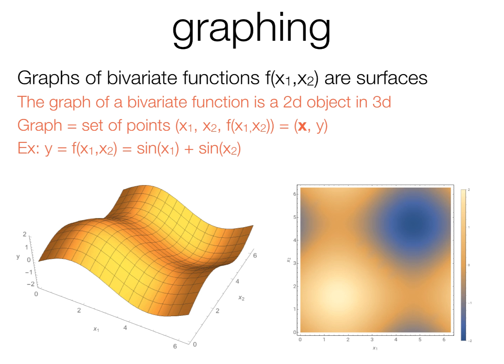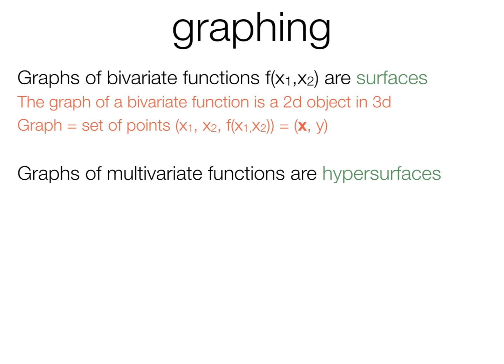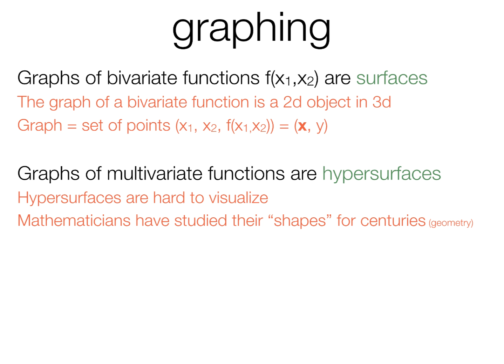If graphs of bivariate functions f of x1, x2 are surfaces, graphs of multivariate functions in general are called hypersurfaces. For example, if you were to take in x1, x2, x3, the return value would be y. That would actually need to be a three-dimensional object in 4 dimensions. But of course, we can't see in 4 spatial dimensions, so hypersurfaces in general are very hard to visualize. Nevertheless, mathematicians have studied these kinds of objects and their shapes for centuries. This is the field we know as geometry.